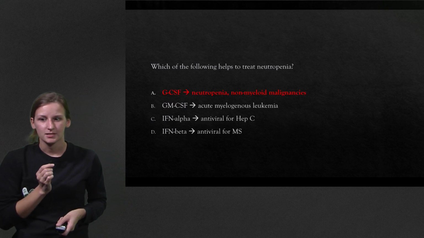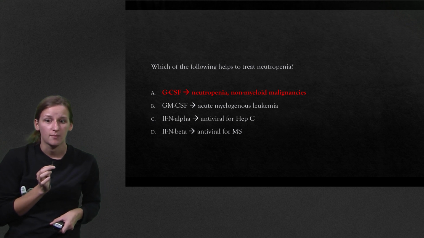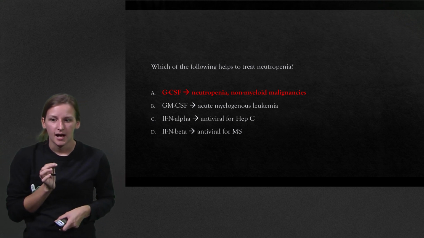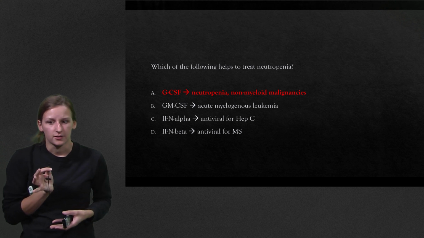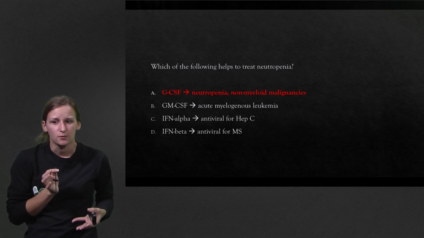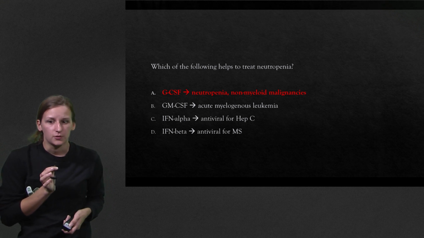This one is G-CSF, so this one treats neutropenia as well as non-myeloid malignancies. And then all the others there, alpha and beta, they're antiviral, and they also can be used for hep C and multiple sclerosis. And then GM-CSF is used for acute myelogenous leukemia.